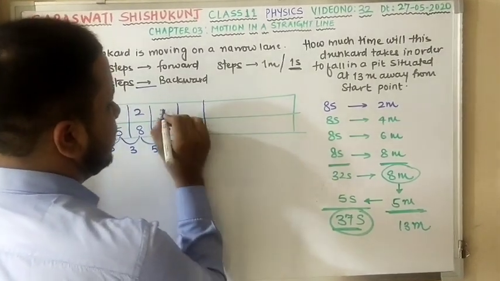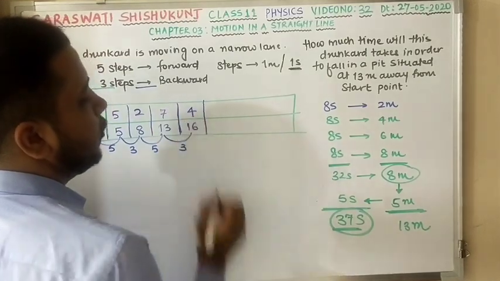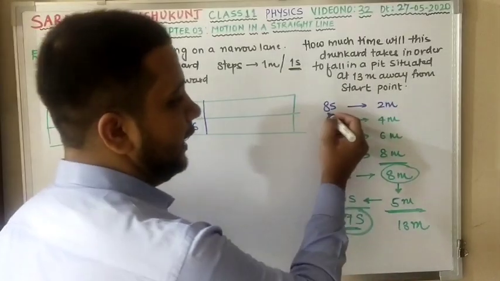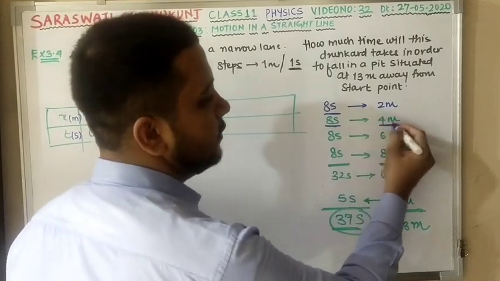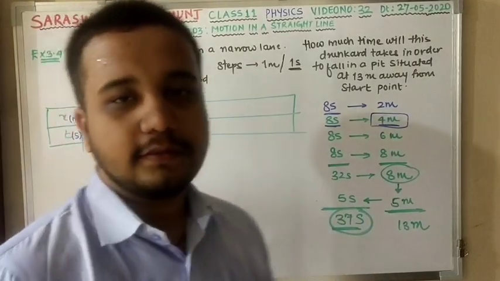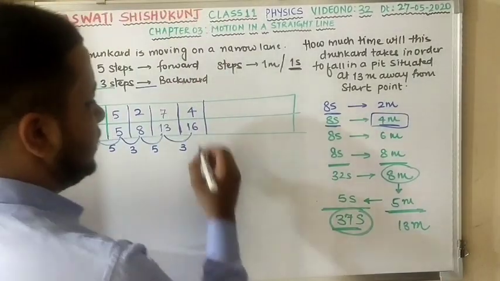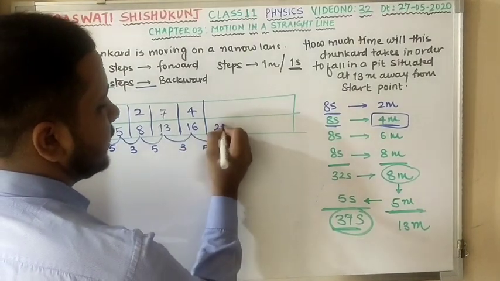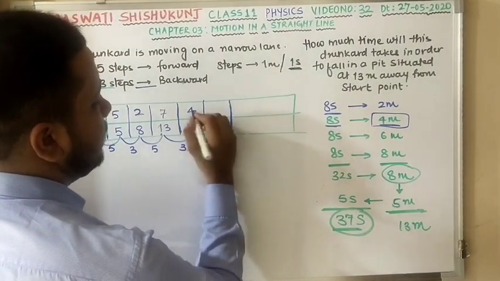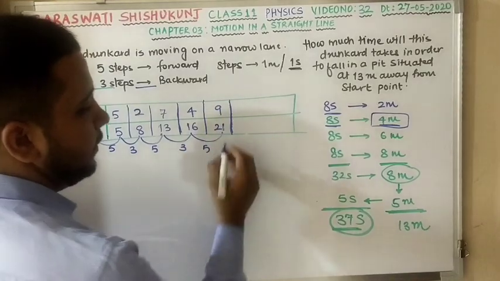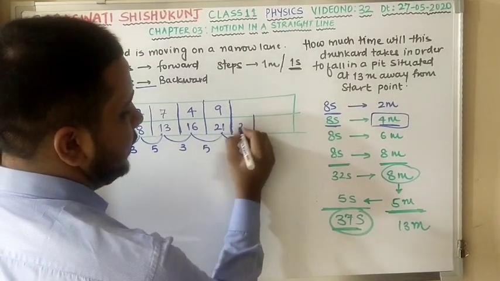16. And 3 will be reduced from here. So it will be what? 4 meters. Check. 8 plus 8 is 16 and distance covered is how much? 4 meters. Is this clear? Now 3 again 5 means how many seconds? 21. Your distance will be 4 plus 5, that is 9. Again if you add 3, that is 24.